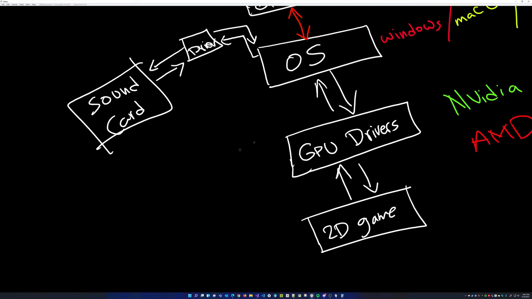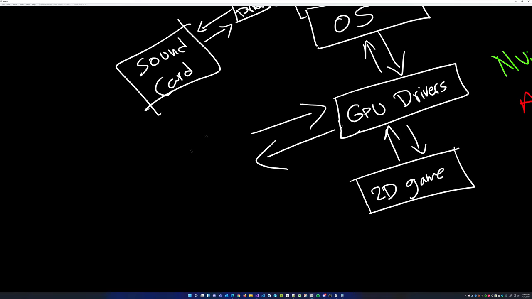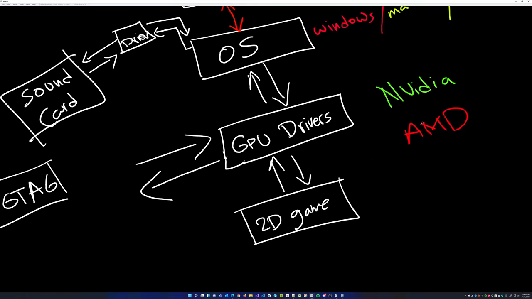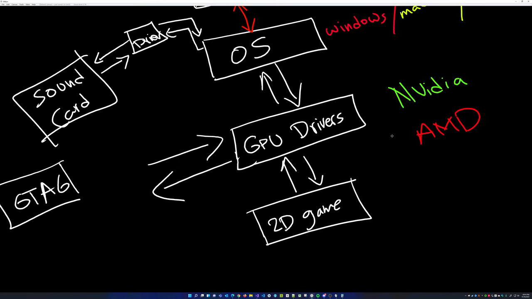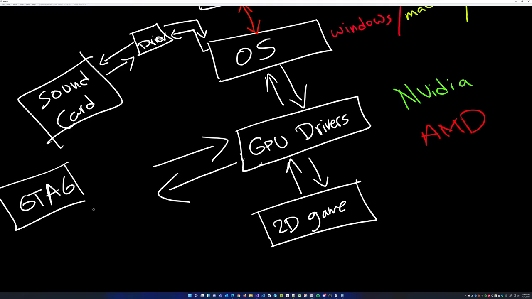So here's a question. Why do you have to update your graphics driver every once in a while? Whenever you go to the NVIDIA website, every few weeks there's a new graphics driver. Why? Well, because new games are coming out all the time. So let's say GTA 6 just came out. NVIDIA, the company, is always working with game developers, the people who made GTA, to make GTA 6 as optimized as possible and run as smoothly as humanly possible.